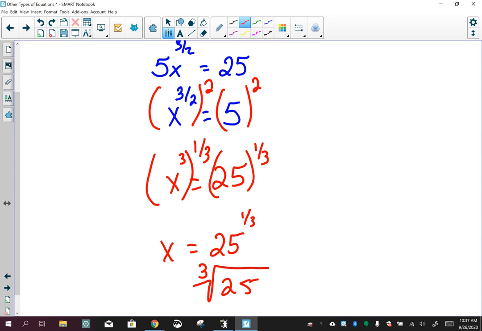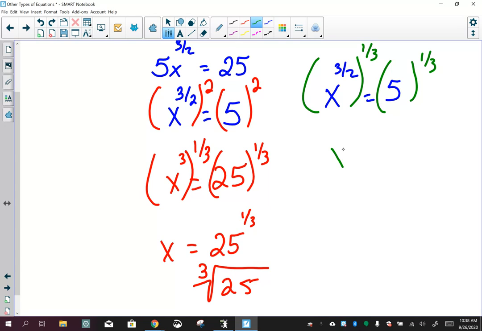Okay. If you want to approach it from a different direction, you can do this over here. So I'm going to come back over here. x to the 3/2 is equal to 5. So I can actually start with my root value first.